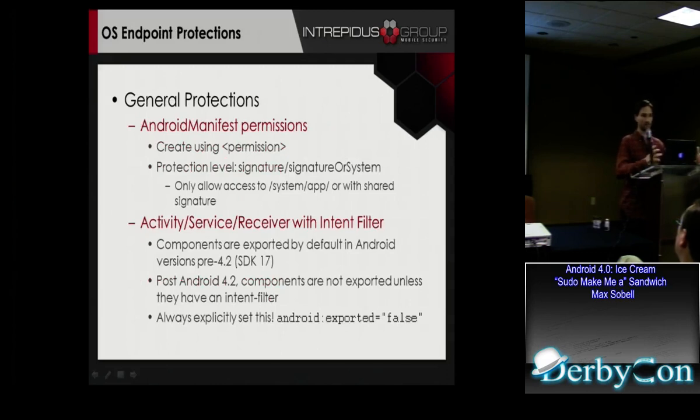So there are some general protections to protect these endpoints. There's Android manifest permissions. So you can create custom permissions in Android. When you create them, they should be in your namespace, and ideally they're protected with a signature type permission. So there's signature and signature or system. Signature means that only applications which share a signer with the creator of the permission will be granted that permission. And signature or system just expands it also to /system/app, which is all the pre-installed applications.